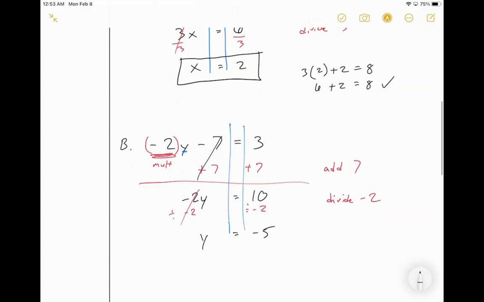And then we would, of course, do our check work over here. Negative 2 instead of y, I'm going to put negative 5. Minus 7 should equal positive 3. Let's see. Negative 2 times negative 5 is a positive 10, minus 7 is equal to 3. Checks out. Looks good to me.